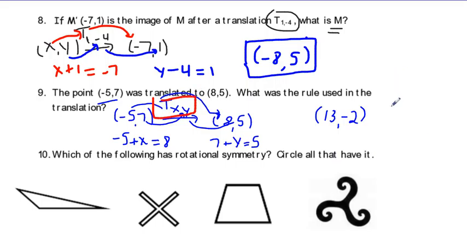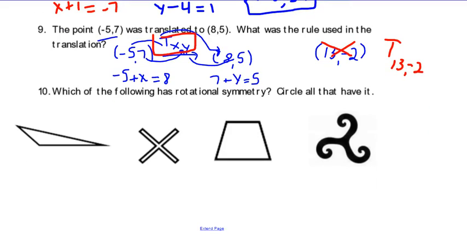So the rule is the x move was 13 and the y was -2. No parentheses. It's not an ordered pair. It's a rule. So don't go rule happy. Take a look back at what you set up in the beginning. Don't always write things in a rule. Up here we needed a rule, not in this one. So just be careful. That's a common mistake.